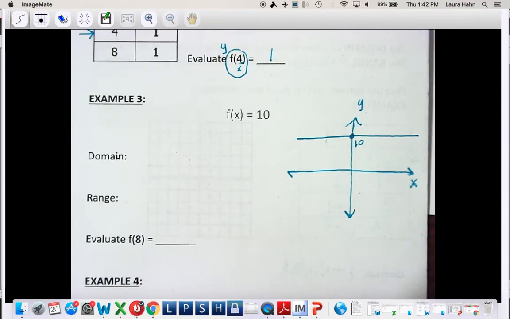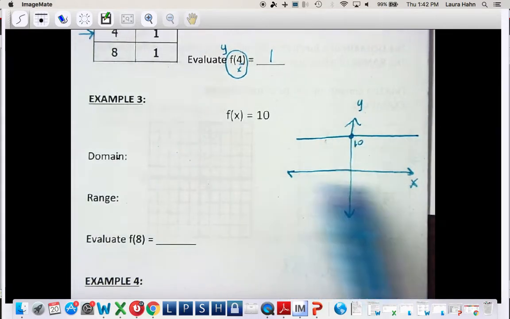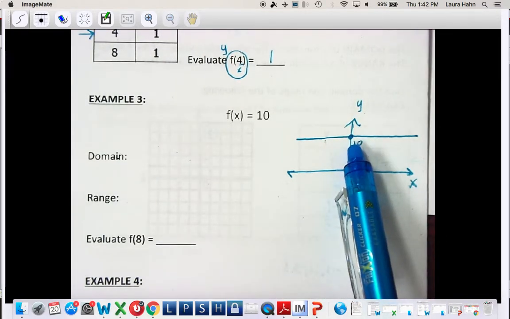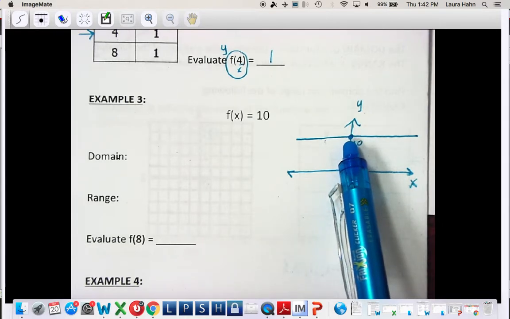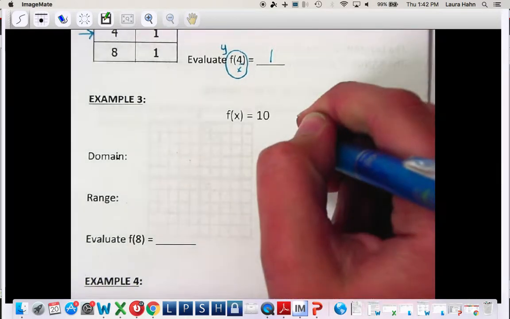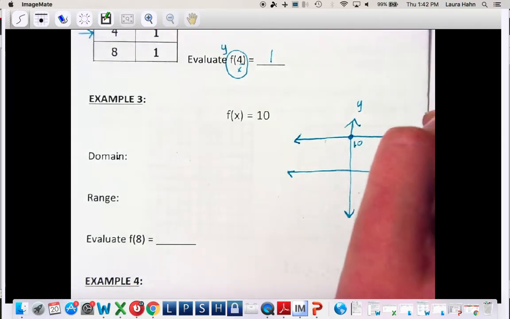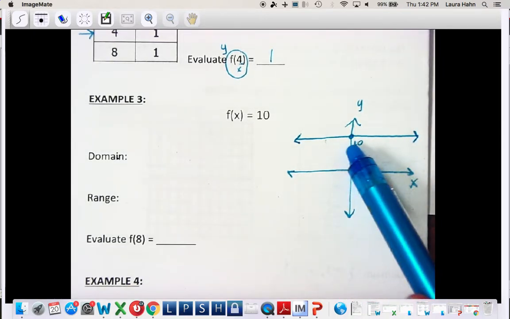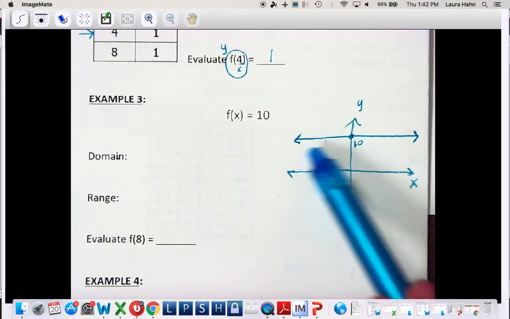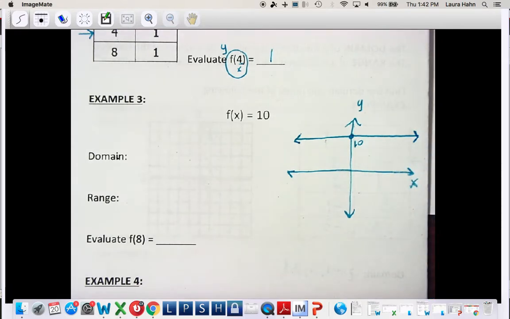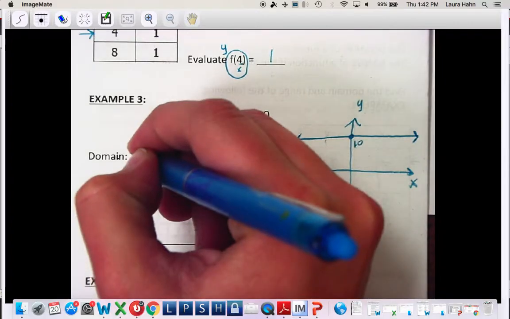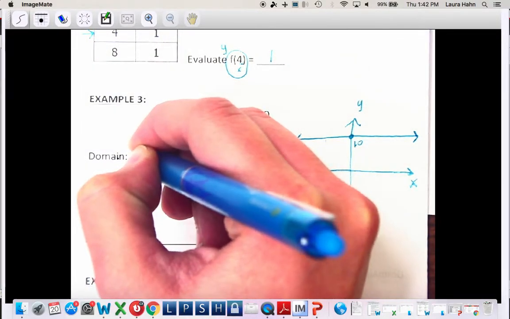Okay, so the domain is the set of all x values. Well, if I look at this, x is how wide it is. There is no stopping point. There's no stopping this one from going backwards or going forward. So I know it can go forever in the negative direction of x, and it can go forever in the positive direction of x. So when there is no stopping it, the domain, we're going to say, is all real numbers.